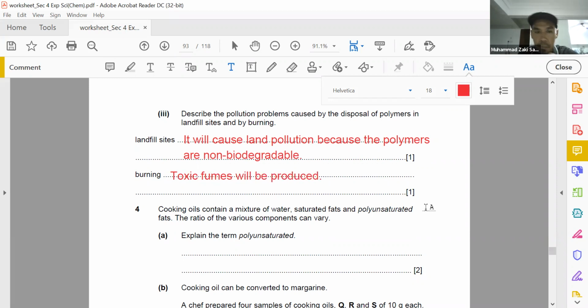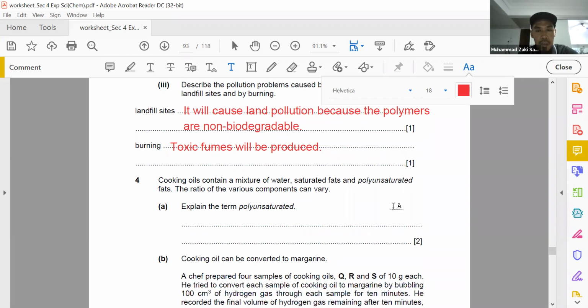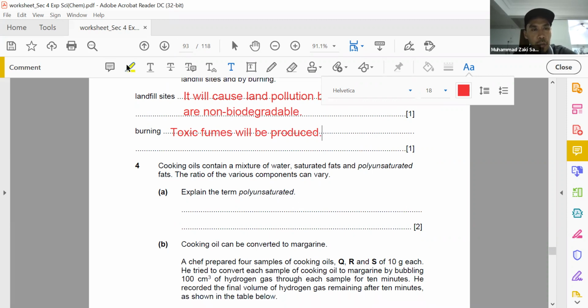Next. I haven't covered this polyunsaturated part, but let's learn from the question itself. The question itself will provide some learning opportunities for you all, even though you haven't learned this term yet. So let's look at the term polyunsaturated. Looks like something has to be poly. What's poly? Poly actually means a lot, more than one.